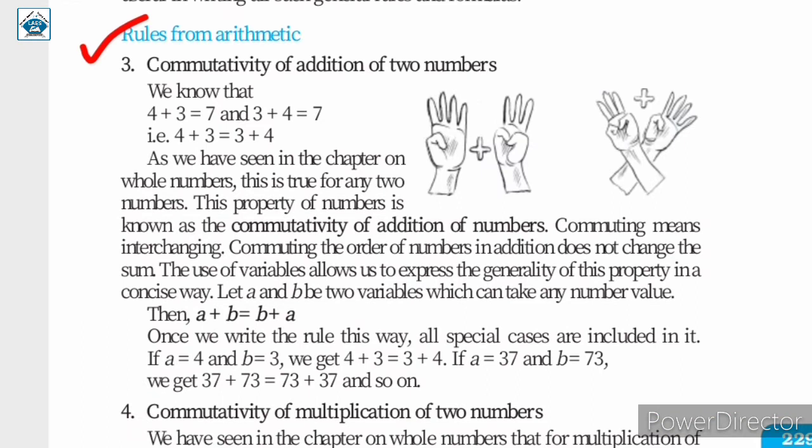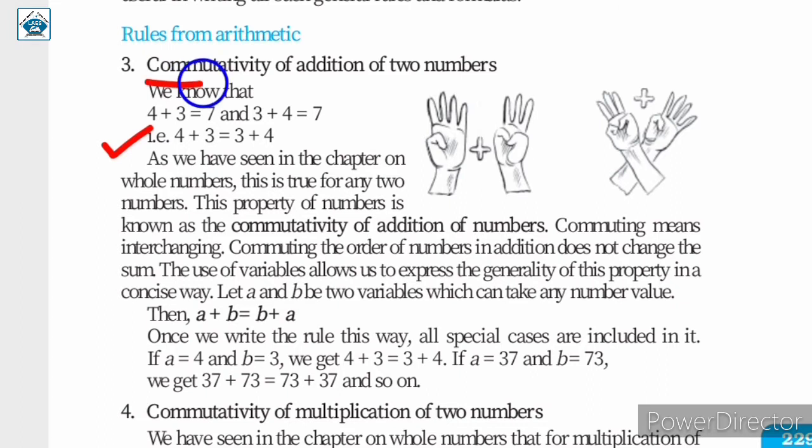Rules from arithmetic. Commutativity of addition of two numbers. Now we know that 4 plus 3 is equal to 7 and 3 plus 4 is also equal to 7. So that is 4 plus 3 is equal to 3 plus 4. Both are equal to 7.